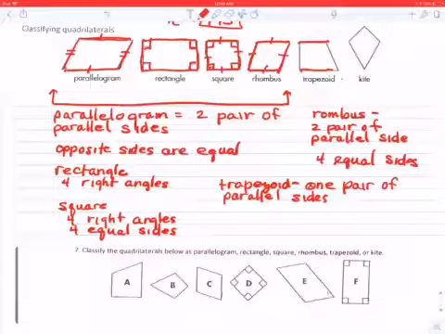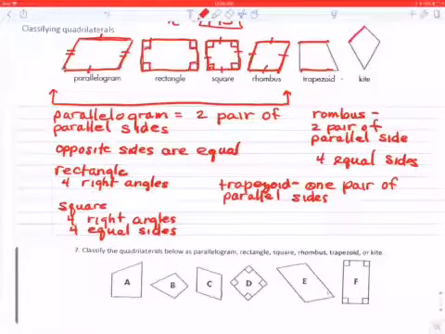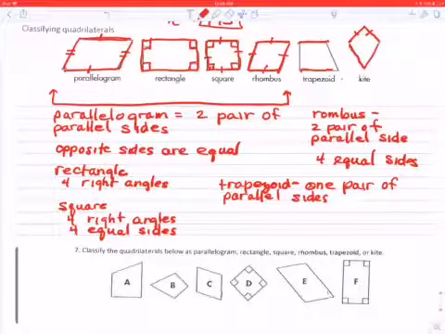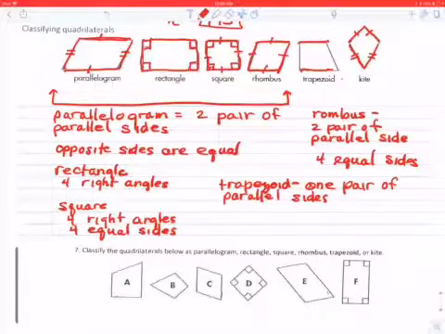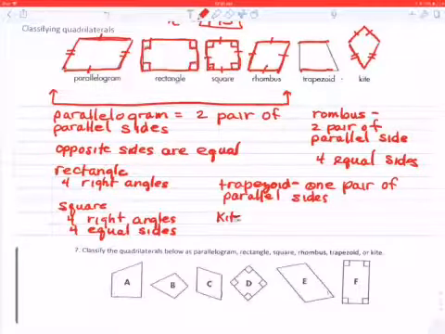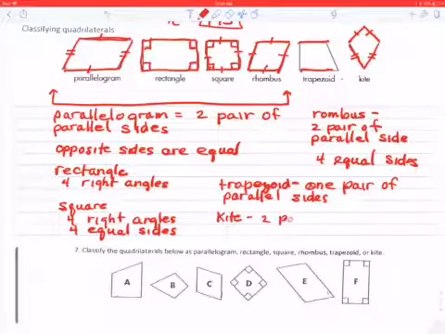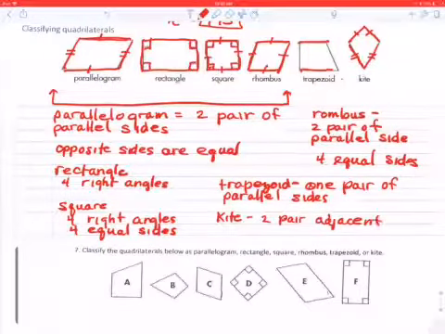Now a kite has two pair of sides that are the same length. So these are the same length, but they're adjacent rather than parallel, as in a parallelogram. So these sides are the same length, but the sides are adjacent next to each other rather than parallel. So a kite has two pair of adjacent equal sides.